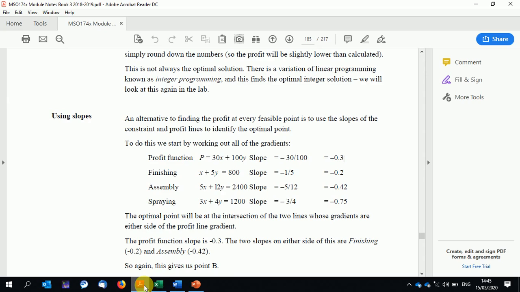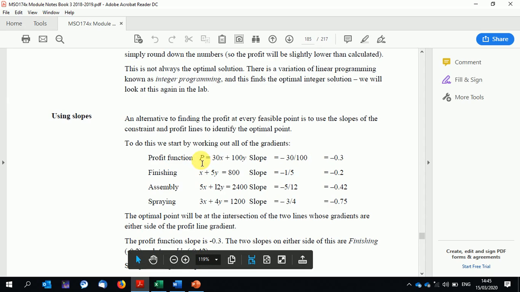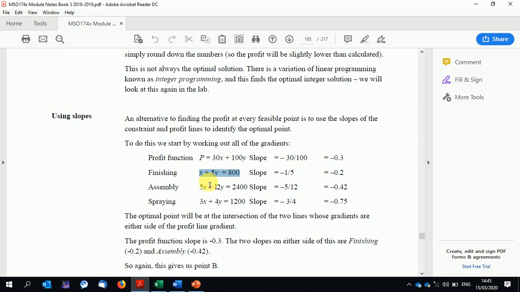To do that, we need to understand how to find the gradients of the profit line, the gradient of the finishing constraint, assembly, and the spring constraint. So I've just done one for you, but please try to find the gradient or the slope of these 3 constraints as well, and see if you get these values here.